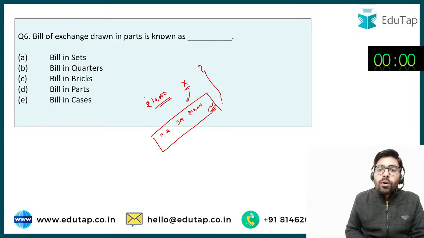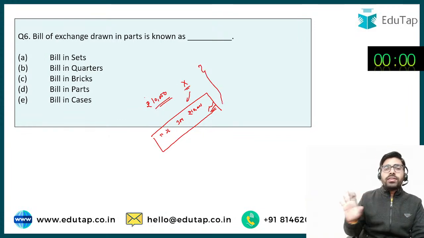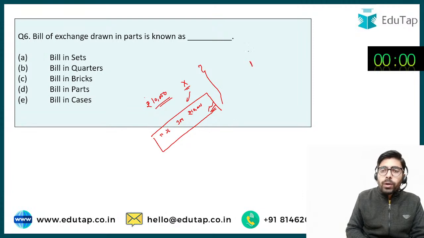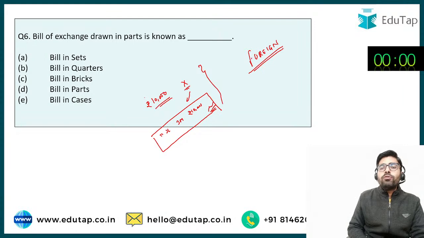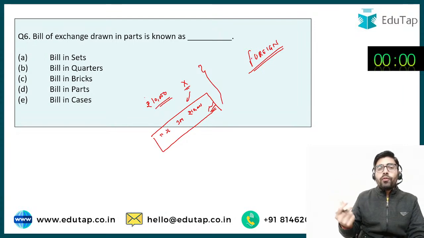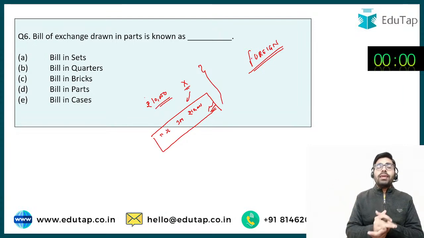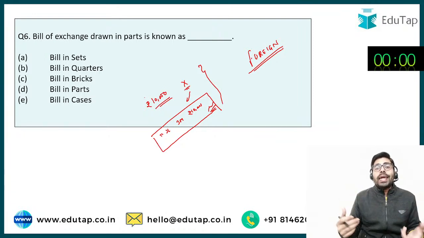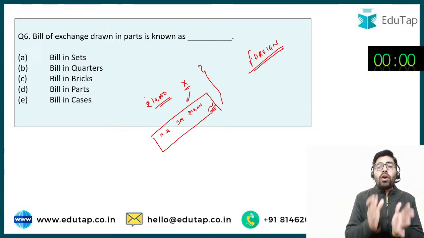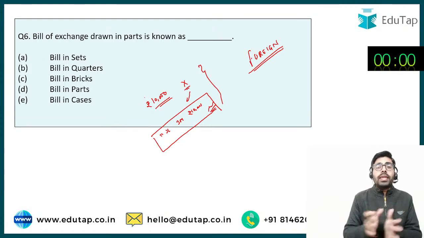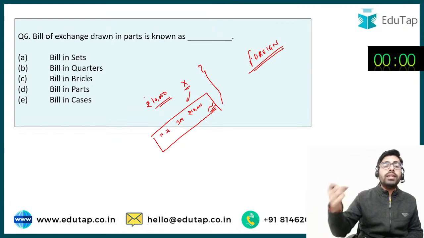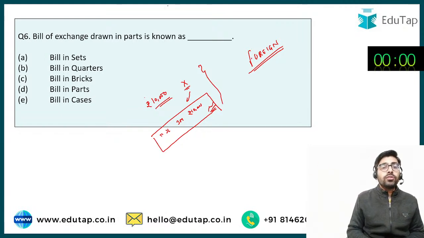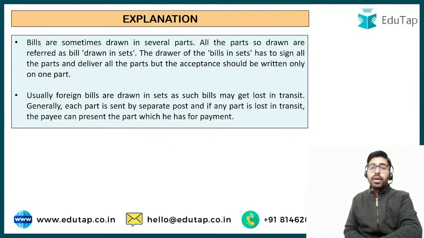So normally only one bill of exchange is prepared. But whenever there is a case of foreign transaction, suppose we have to send the bill to the foreign party, we are sometimes reluctant, we are sometimes afraid that the bill might get lost. So this bill is drawn in different parts. We are drawing the bill in 3 parts so that at least one part reaches the other party who is residing in the foreign country. So that's why these bills are drawn in sets. So that's why the answer is option number A.